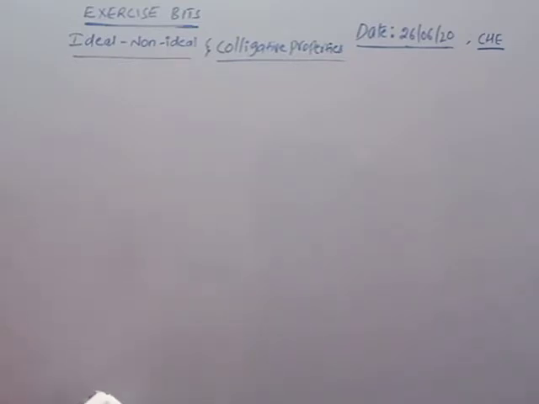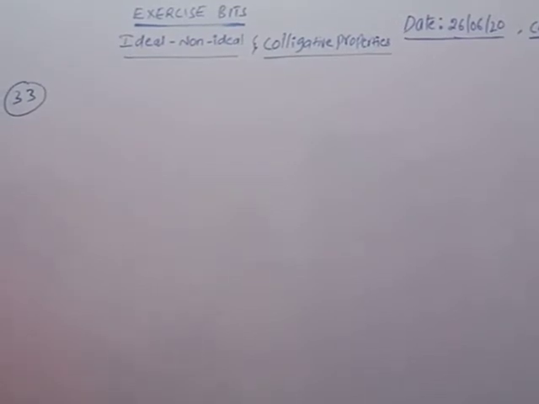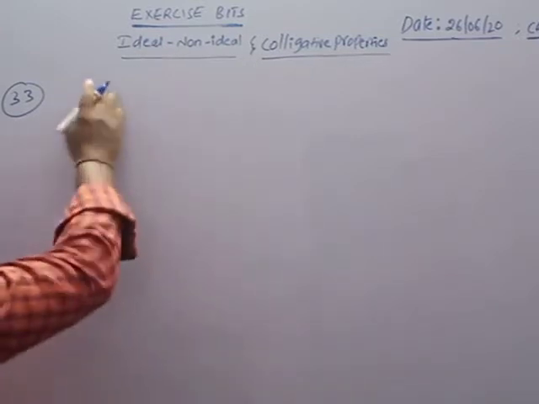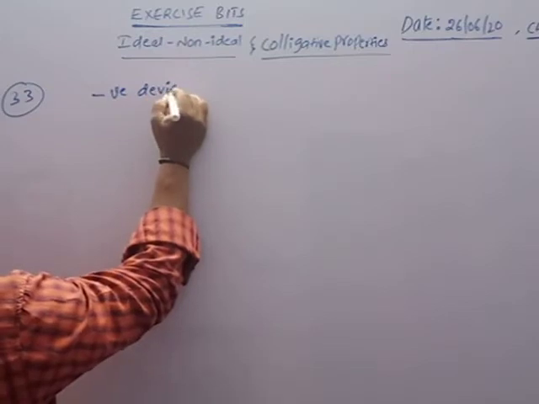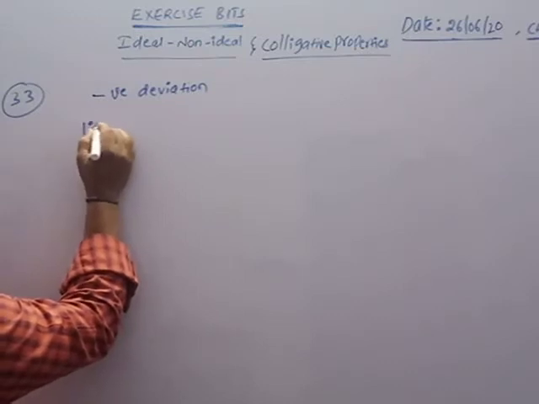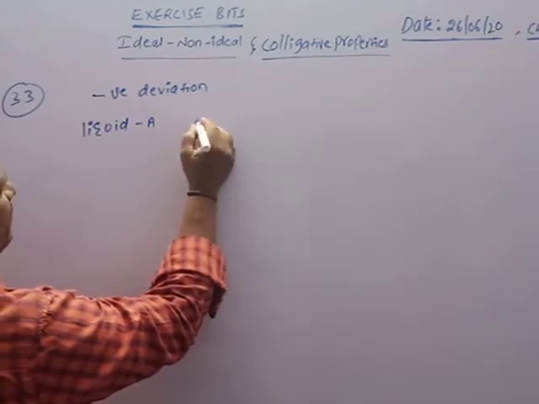Now, bit number 33. In a mixture of A and B, components show negative deviation when... Okay, for example, let us consider a liquid A and a liquid B.